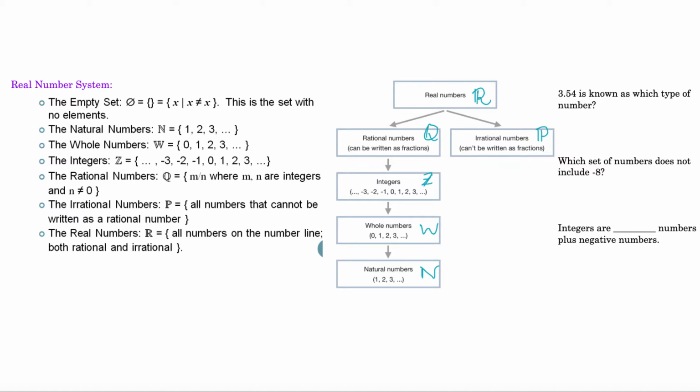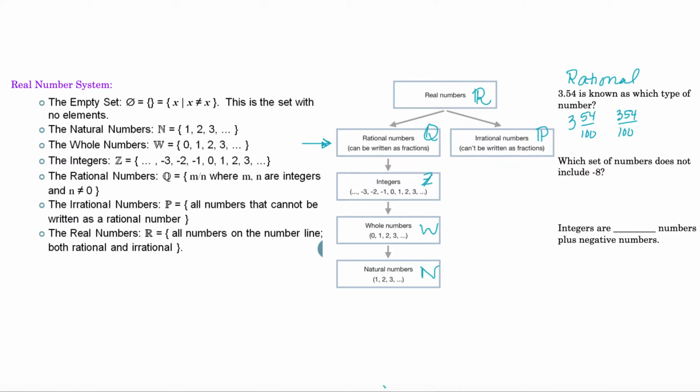On the right, you see some questions. 3 and 54 hundredths is known as which type of number? Since 3 and 54 hundredths can be written as 3 and 54 hundredths or even 354 hundredths, we know that this is going to be a rational number. I know it's a rational number because it is the first number on the hierarchy. It cannot be an integer because it has a fraction involved in it. It's not a whole number and it's not a natural number.